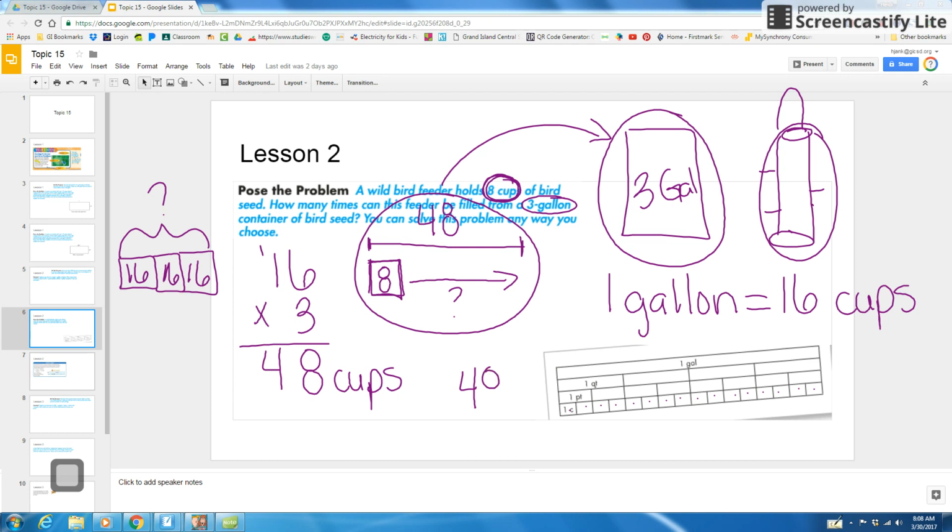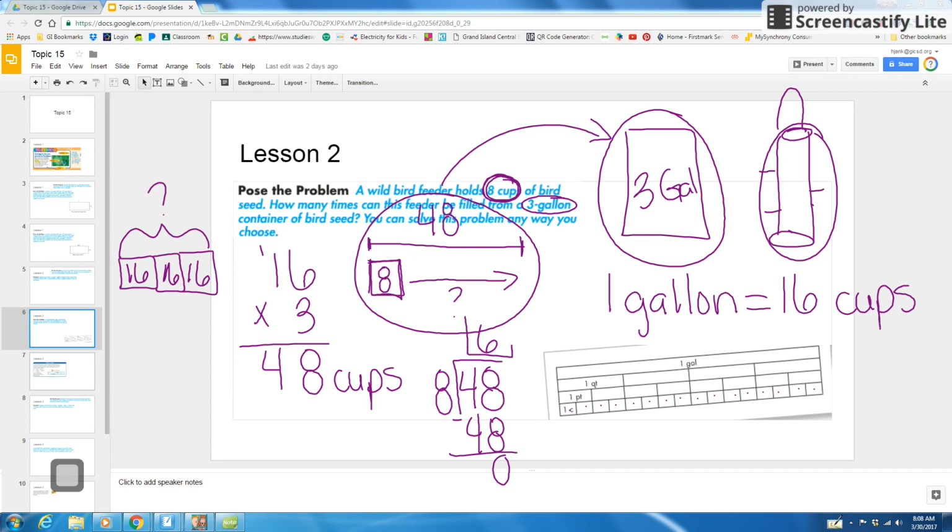So I would come down here and do 48 divided by 8. If you used either a math reference sheet or you recall your math facts, we know that 6 times 8 is 48.